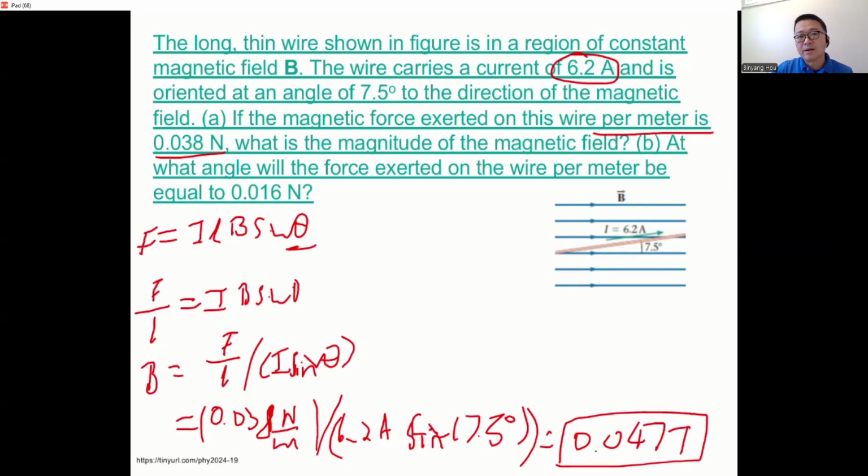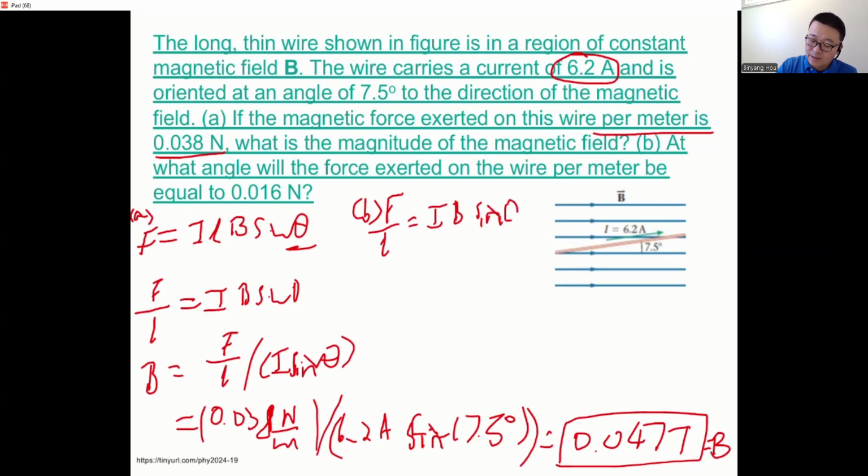Next, part B asks at what angle the force exerted on the wire per meter will be equal to 0.016. So you are now changing the angle, resulting in a smaller force. Now B is known, this is the B field we found in part A. You'll use this equation again, F equals ILB sine theta, but we can do F over L equals I B sine of theta.